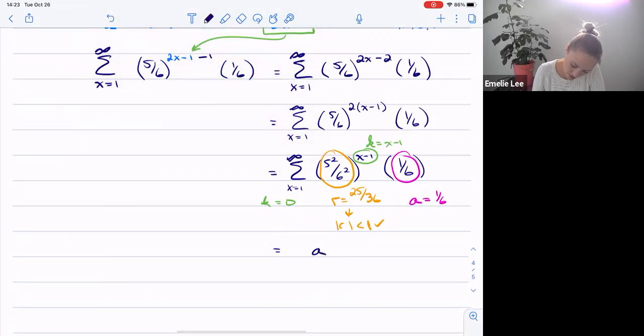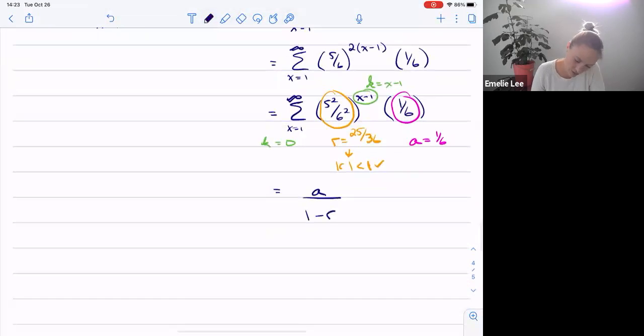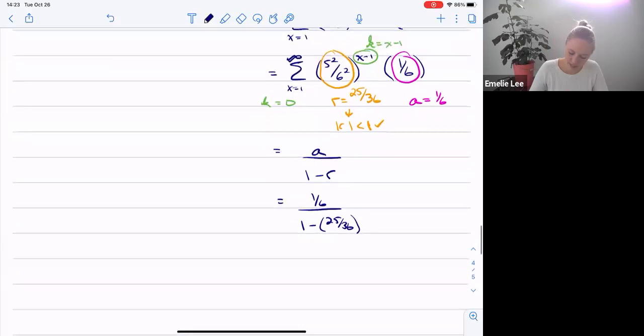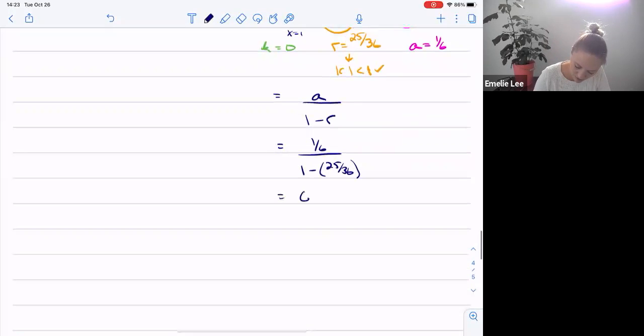So then what I have is A over 1 minus R. In this case, we get 1 over 6 over 1 minus 25 over 36. And I'm just going to do it here on my calculator. Otherwise, we have to deal with all kinds of common denominators and flip and multiply, and we'll save that fun for later. So I end up at 6 over 11. Whew.